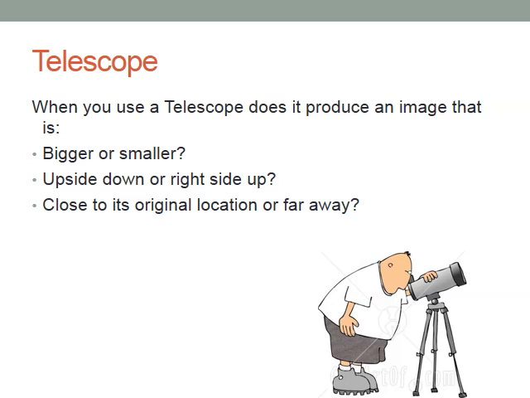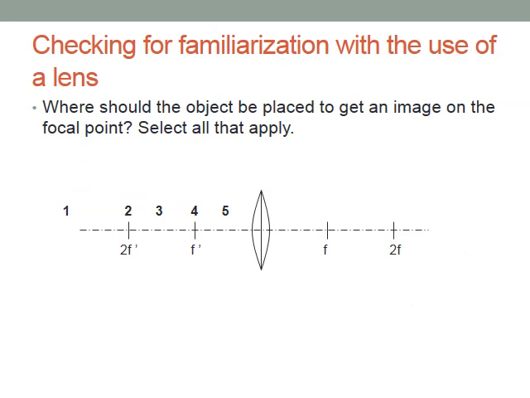Let's go over it. So ideally, with telescopes, we want an image, again, that's bigger. Preferably, we'd like something that's right side up. I don't know if you've used telescopes before, but they are also backwards, so we'll get one that's upside down. Preferably, we'd like something that's close to our eye, right? If we can look at it, it'd be bigger if it's closer to our eye.